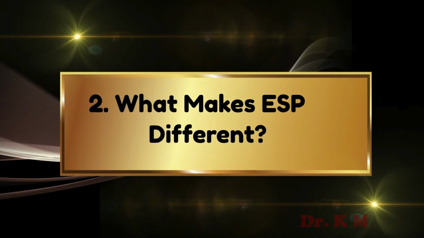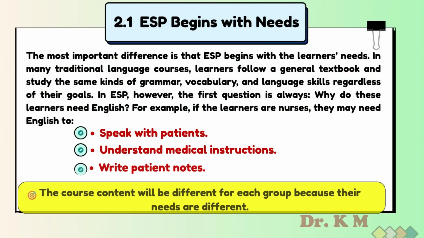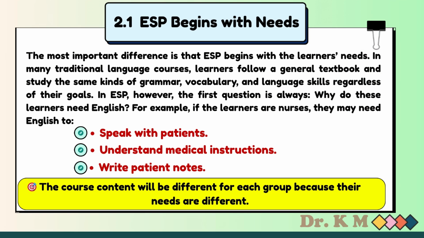2. What makes ESP different? ESP begins with needs. The most important difference is that ESP begins with the learner's needs. In many traditional language courses, learners follow a general textbook and study the same kinds of grammar, vocabulary, and language skills regardless of their goals. In ESP, however, the first question is always, why do these learners need English?